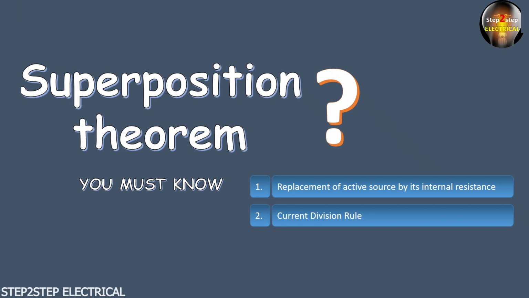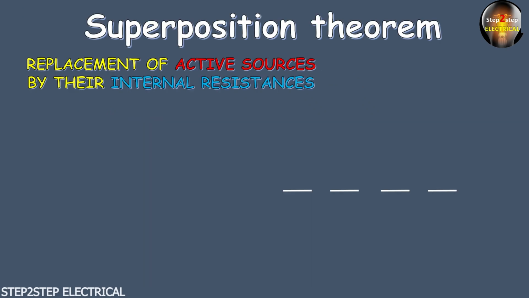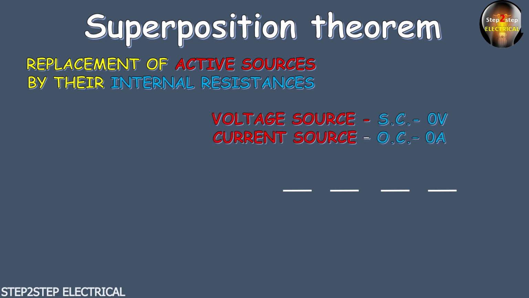And if you have no good idea about replacement of an active source by its internal resistance and the current division rule, let's revise it. The first one is replacement of active sources by their internal resistance. We all know that active sources means either a voltage source or a current source. The voltage source is replaced by a short circuit and the current source is replaced by an open circuit. You must also know that short circuit means 0 volt and open circuit means 0 ampere.